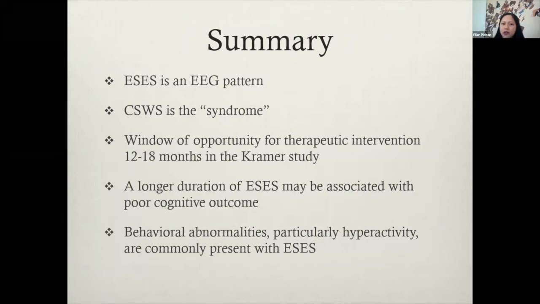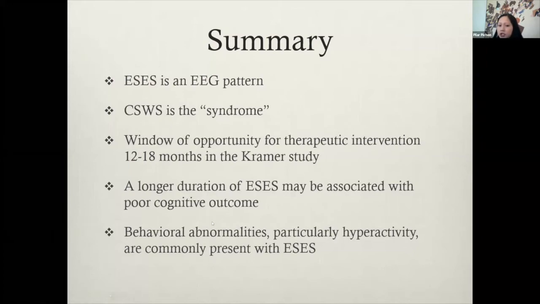So in summary, ESES is an EEG pattern. CSWS is the syndrome. There is a window of opportunity for therapeutic intervention, 12 to 18 months, as soon as the ESES starts. So this is where the parents, you know your child very well. And so when they come to us and they talk about their child being extremely hyperactive, no longer learning, and of course, if they see seizures during the day also, I think it is worth doing a 24-hour video EEG to catch the child, to see the EEG pattern when the child goes through the different stages of sleep.